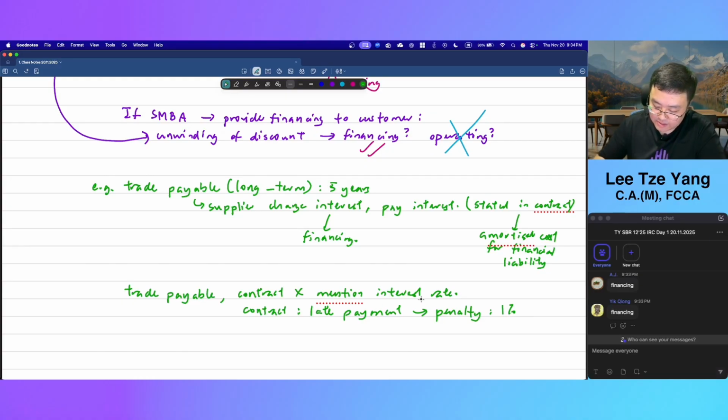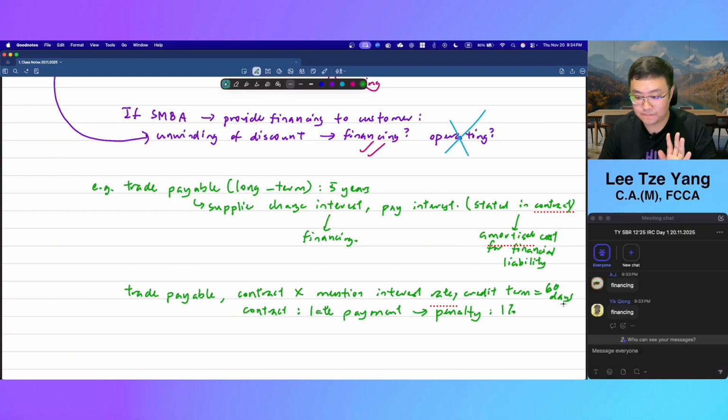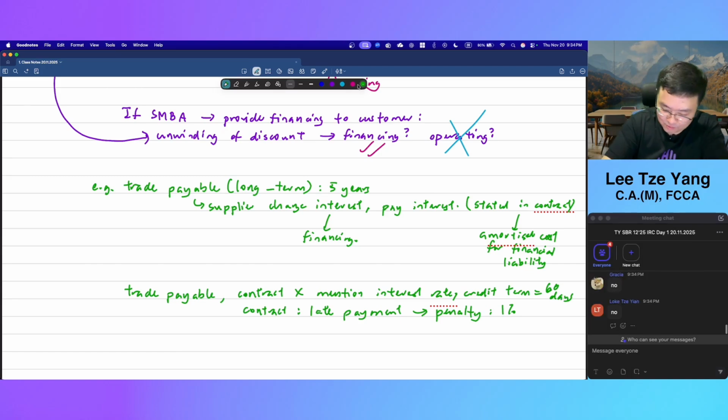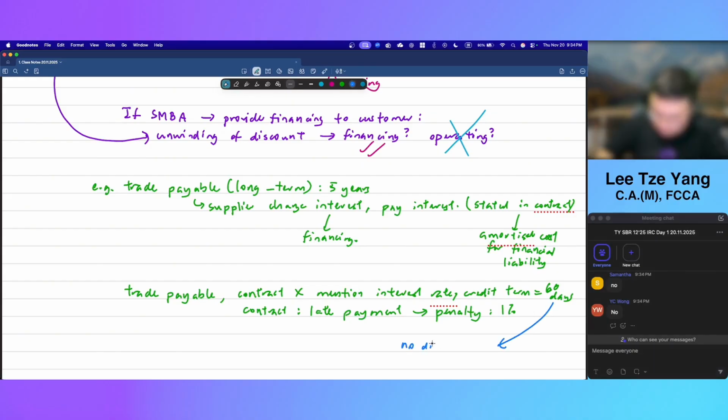Customer, they didn't mention interest rate. And to make it clear to you, credit term is 60 days. So everyone, I want to ask you something. If credit term is 60 days, do you do discounting in the first place? Can you answer this question? Do you do discounting in the first place? Okay, so we all know that this one, there's no discounting.